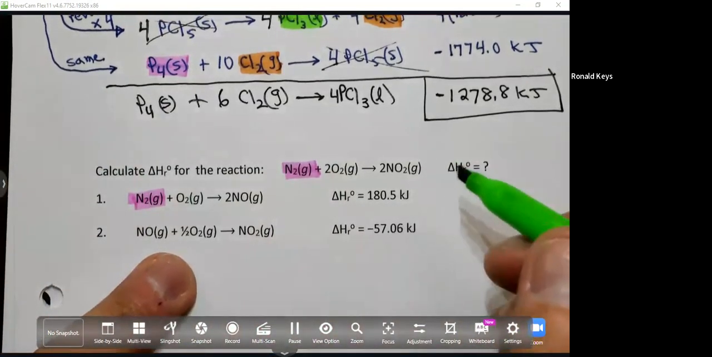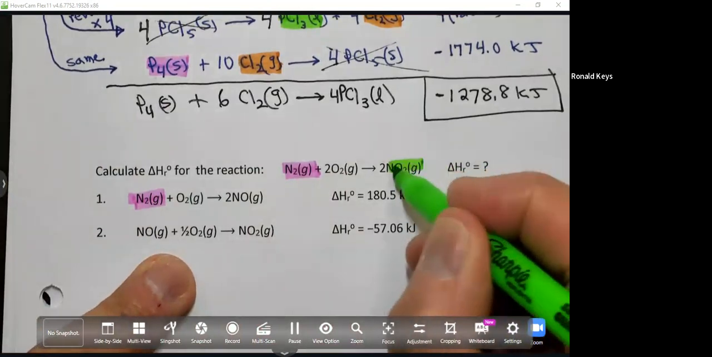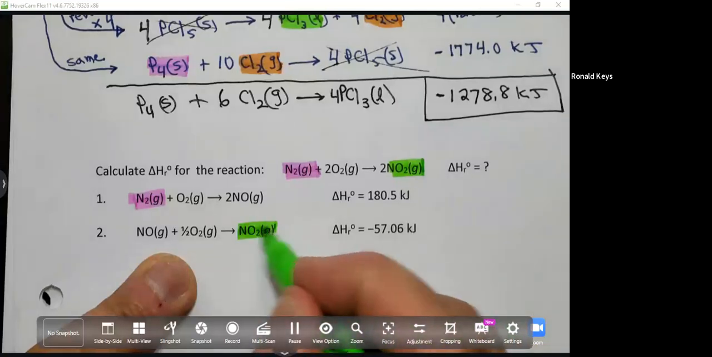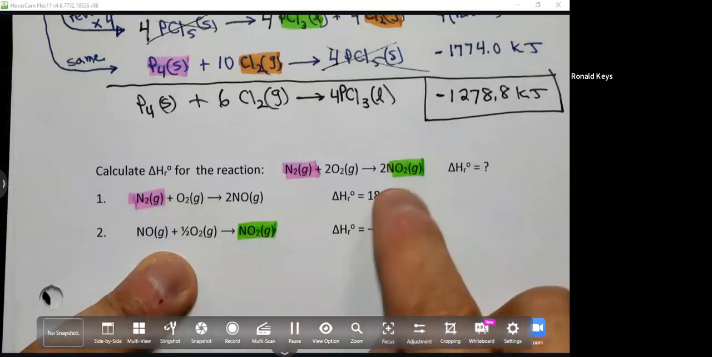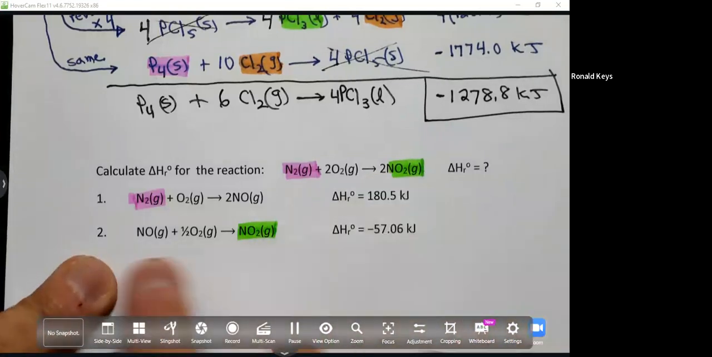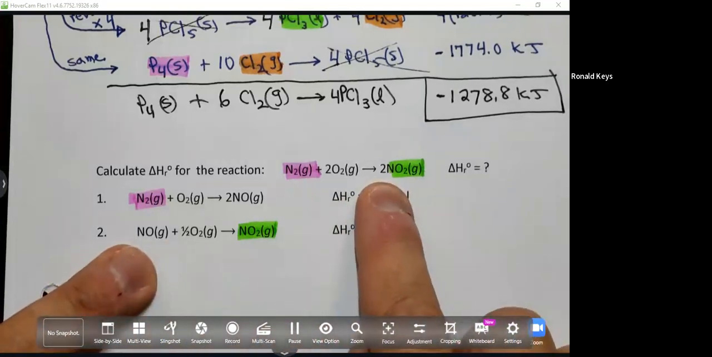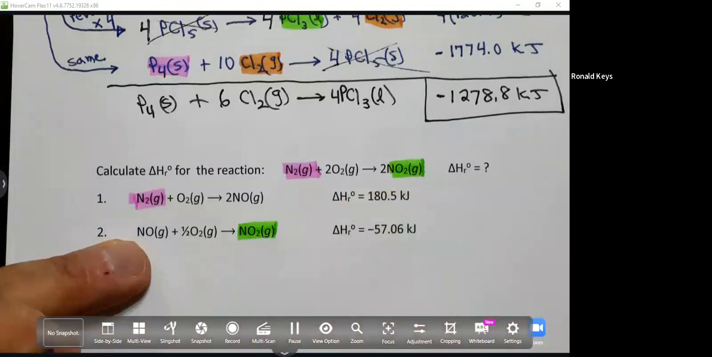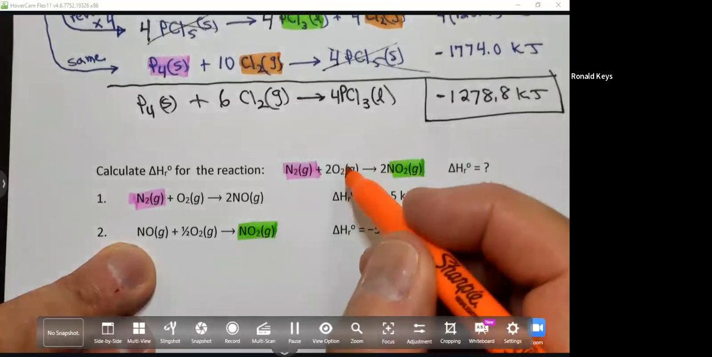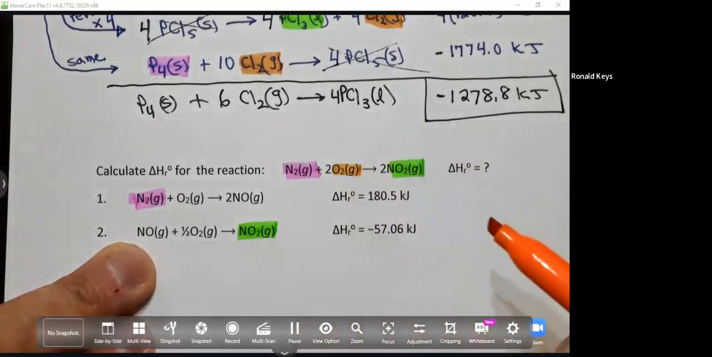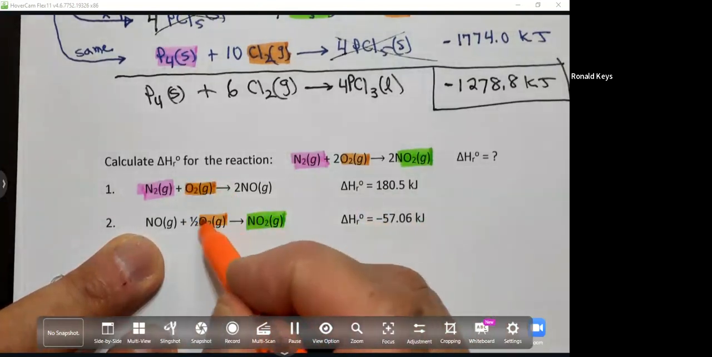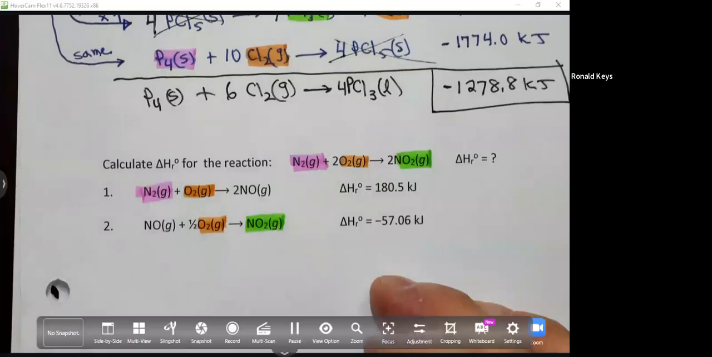Now, let's take another highlighter. We've got NO2 gas on the product side, but this one has a 2, right? But right now, I'm thinking if I multiply a 2 through this, it would match up. And then we've got O2 gas here on the reactant side. Ooh, we got them on both again. But I'm liking what I'm seeing.